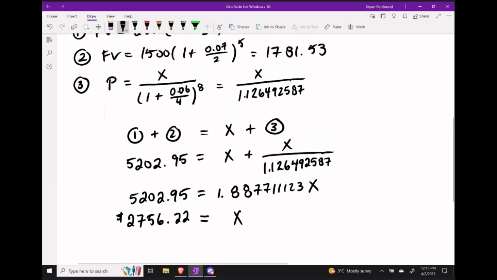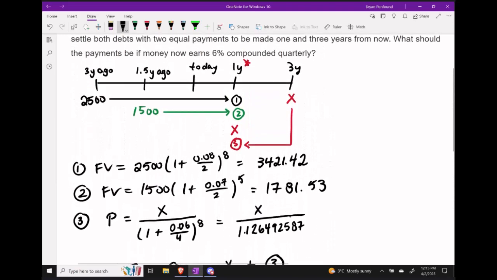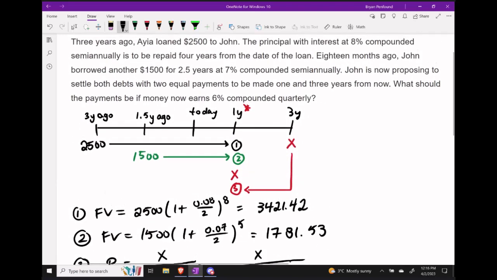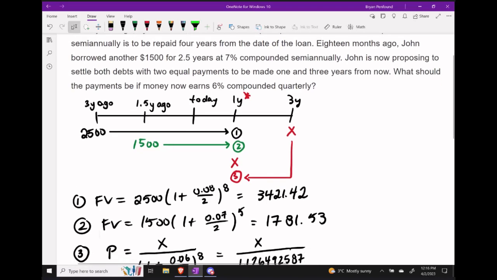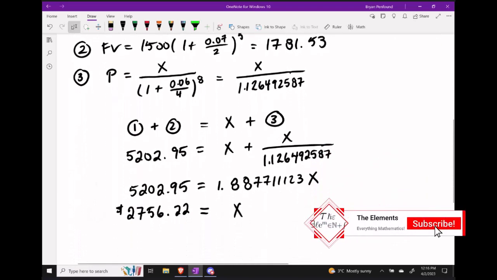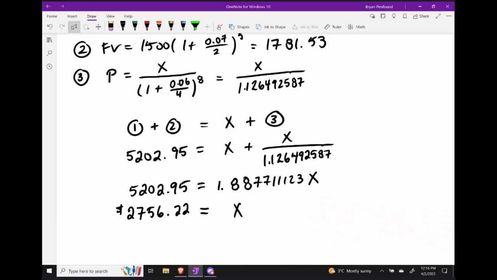So if we go back to our payment streams up top, what does that mean in conclusion? Well, it means we should be looking for 2 equal-sized payments. One of those equal-sized payments happens at the 1-year mark from today. One of those equal-sized payments happens at the 3-year mark. But when we combine those equal-sized payments, they have the same fair market value as the 2 previous loans that we took out. And those equal-sized payments are $2,756.22.